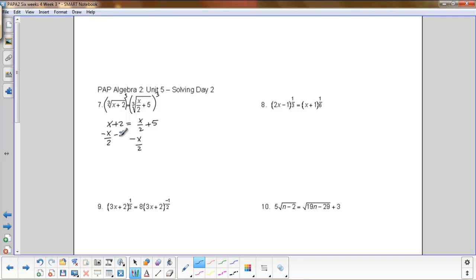and I'm going to move the 2. That's going to give me x over 2 equals 3. Multiply both sides by 2, and x equals 6. Remember to check for your extraneous solutions. This one checks out.